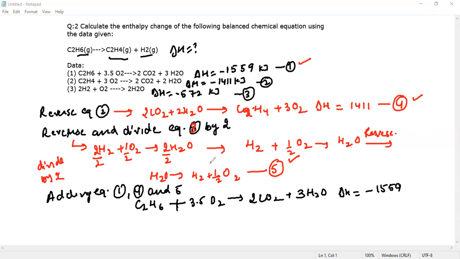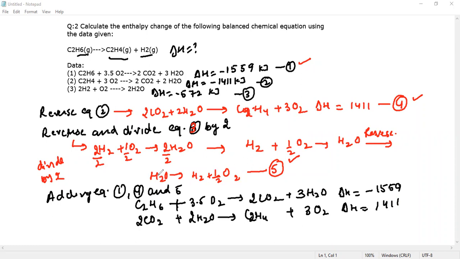We are doing everything for delta H value, so don't forget that. And then we have to add the fourth equation, which is 2 CO2 plus 2 water becomes C2H4 plus 3 oxygen, and delta H is 1411. And what is our last one?